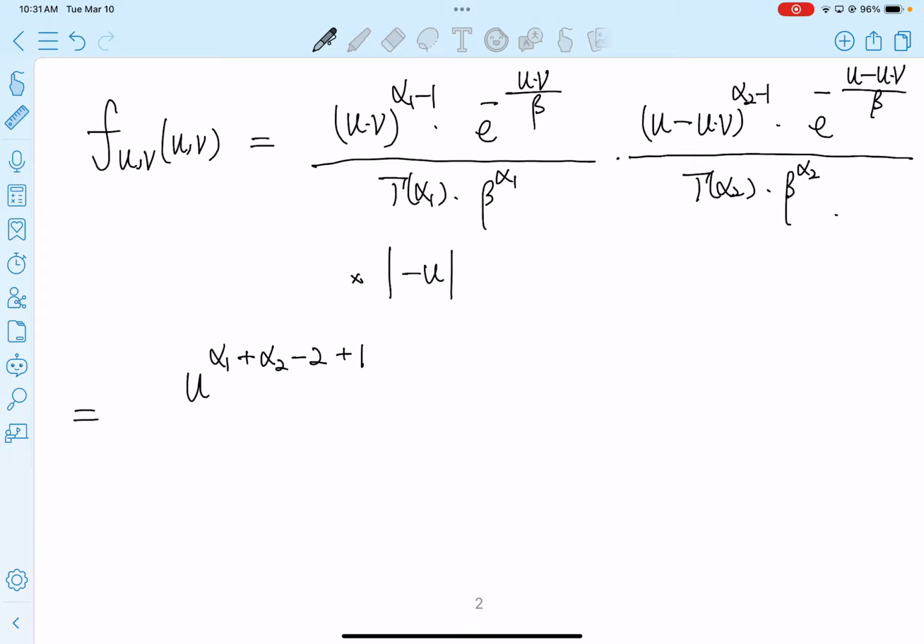And then the minus 2 here is because we also have a minus 1 here and then minus 1 here. We'll have a minus 2 on the power. The plus 1 here is coming from the additional Jacobian. We have the alpha 1 plus alpha 2 minus the 2 and then plus the 1 from here. So that is all the power in this function for u. Any question up to this point?